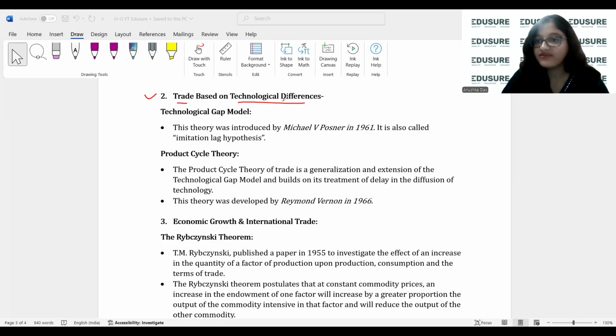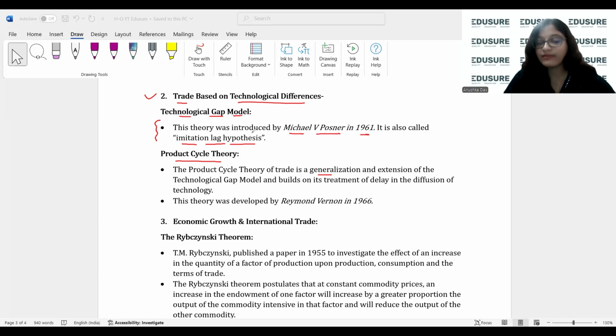And to depict that, we have two different models. First is the technology gap model, which was introduced by Michael D. Posner in the year 1961. It is also known as the imitation lag hypothesis. Again, I have not gone into details; in the paid batch, we do this in detail. And there is the product cycle theory. Please read about this. Product cycle theory is also a generalization.